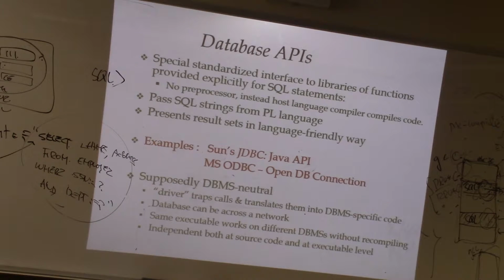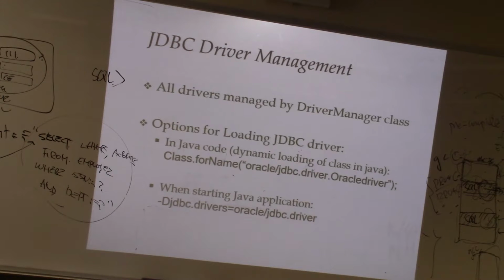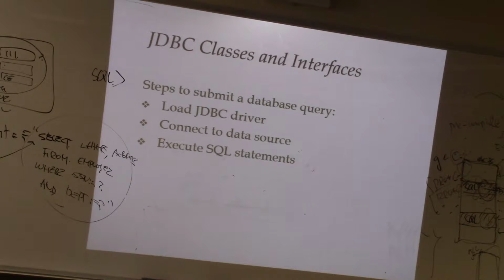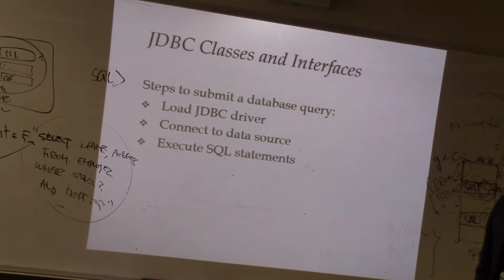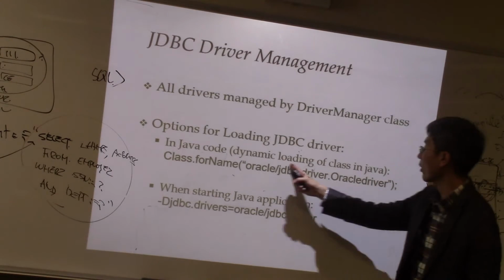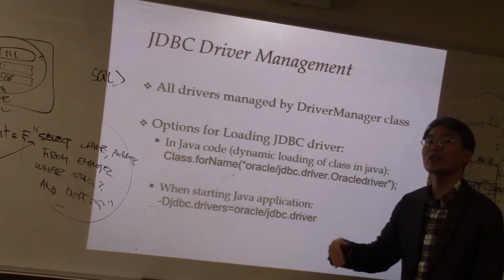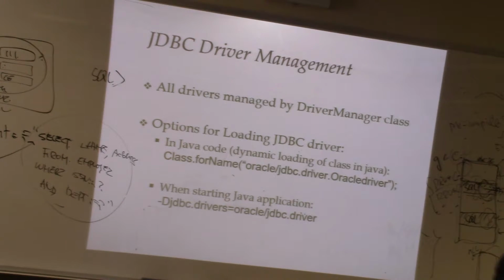So database API, the second approach. First the JDBC. So in JDBC there is a driver. Driver means the library. The JDBC library is a class, and so we can load such a driver. This class will be loaded in your Java virtual machine, then it will be used.